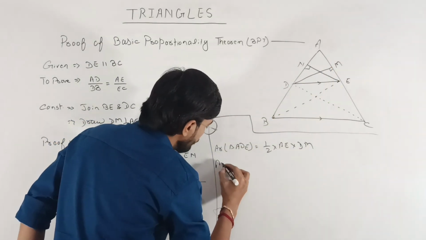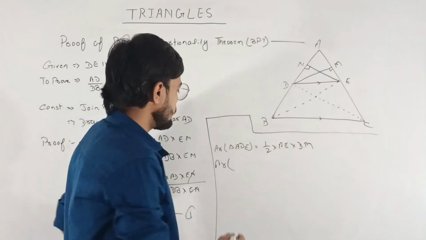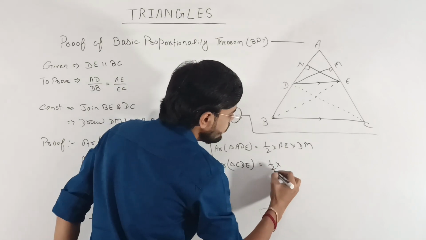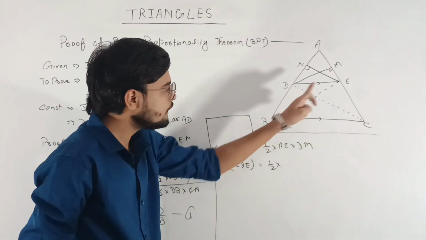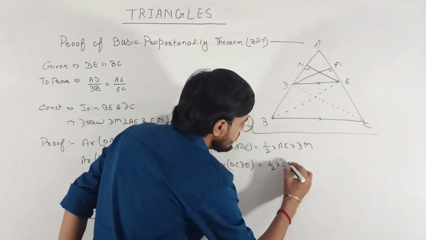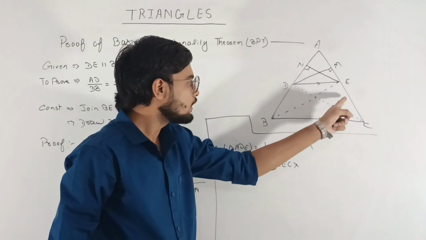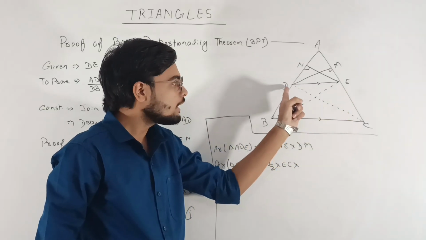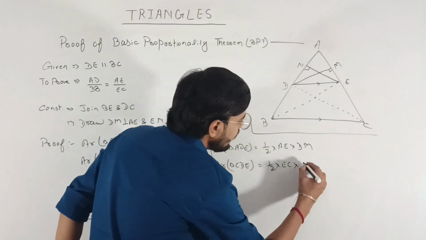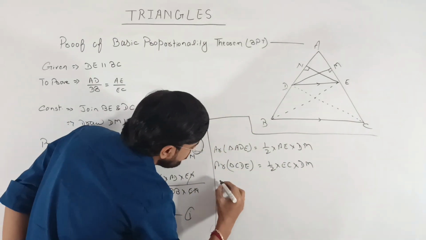Now again I take area of which triangle? EDC or CDE. So area of triangle CDE, half into base. Triangle CDE, I take base as EC. So base is EC into height. Height is perpendicular from opposite vertex. So opposite vertex of EC is D and perpendicular is DM. So again for this triangle height is DM. Now I divide area of these two triangles.